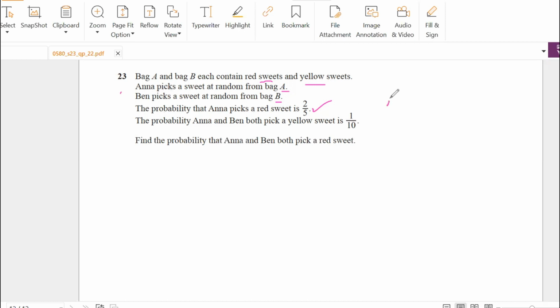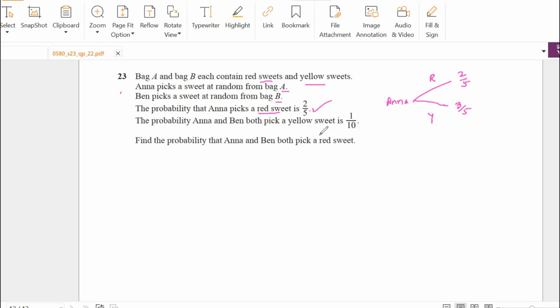The probability that Anna picks a red sweet is the information that will help us. For example, for Anna, this shows red, this shows yellow. We know red sweet is 2 over 5. It means yellow we can find with the help of red. Out of 5, 2 are red, so that means 3 over 5 for yellow. So this is for Anna.